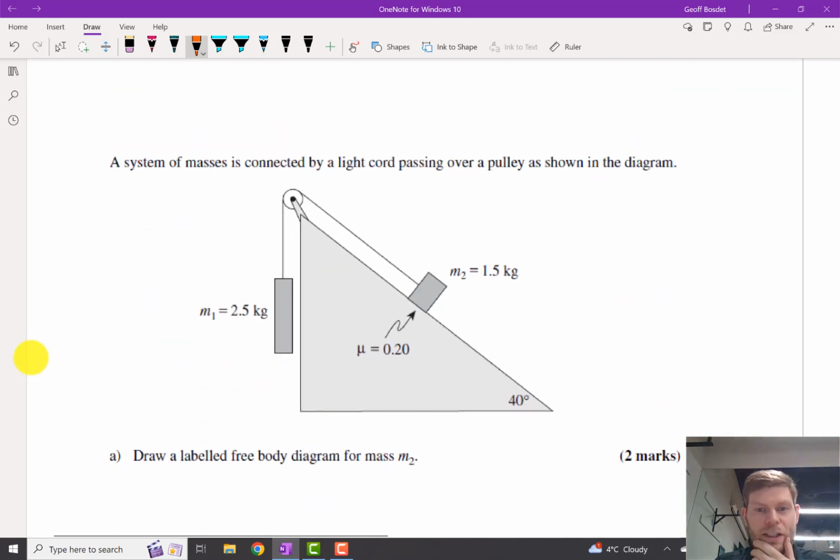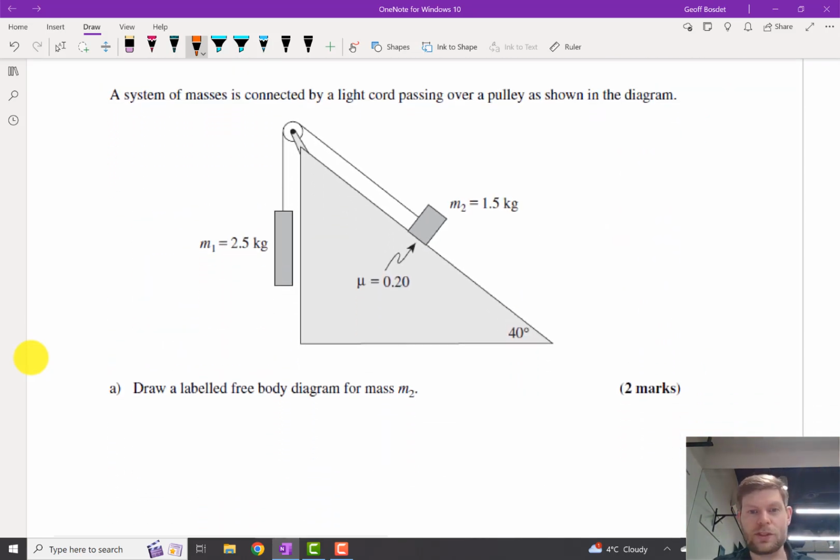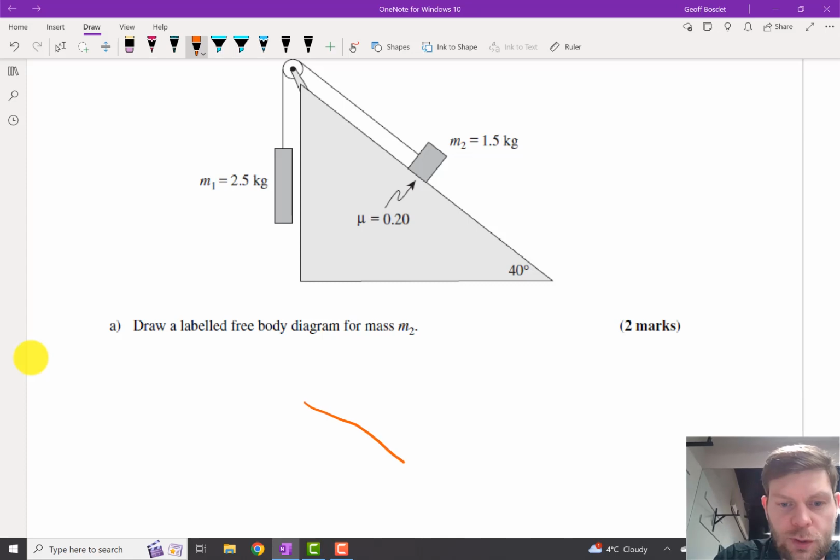All right, and we got the last one, another tricky one like the one we saw before. If we want to look at M2, our free body diagram is just, it's got gravity on it. Notice I'm not doing components here because it's a free body diagram. It's got tension and it's got normal. Also a bit of friction.